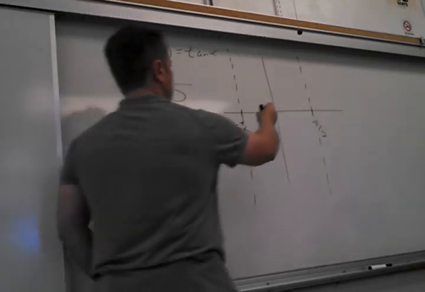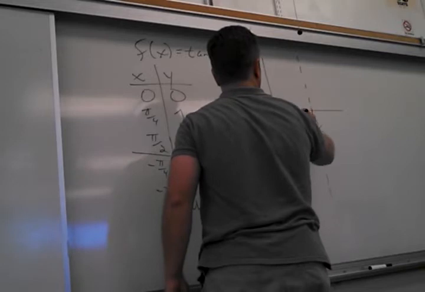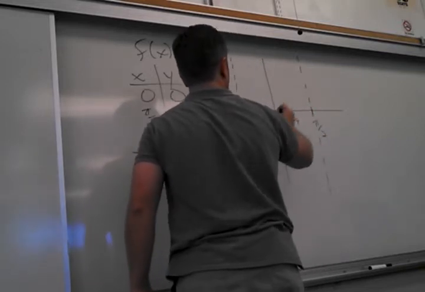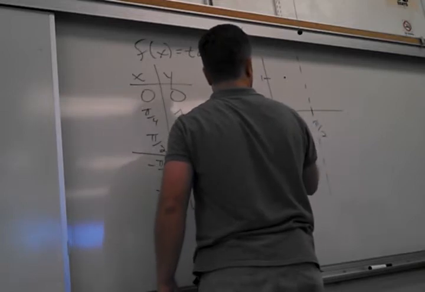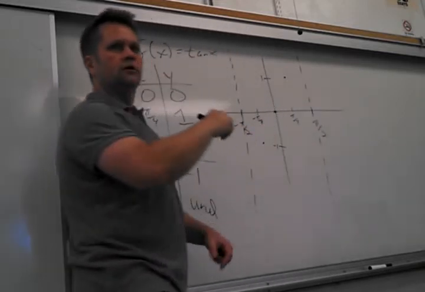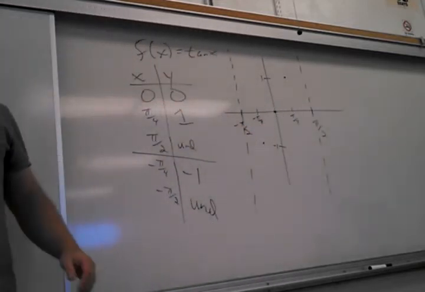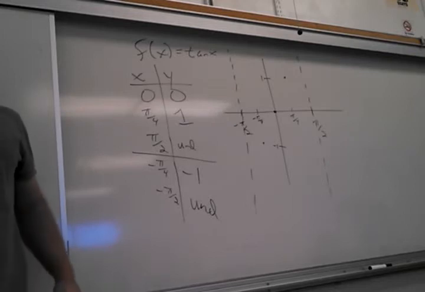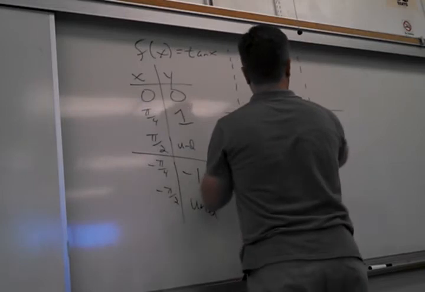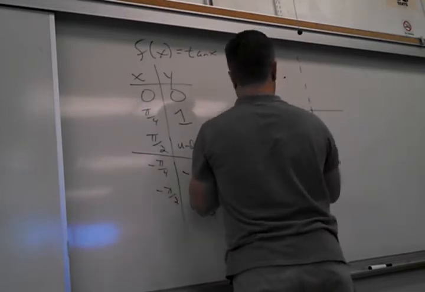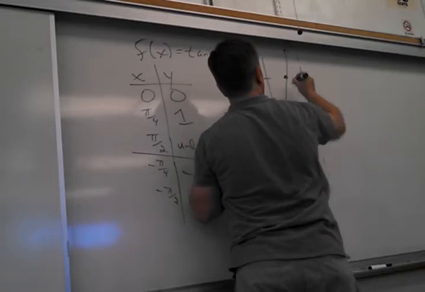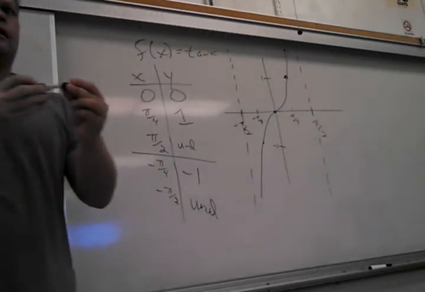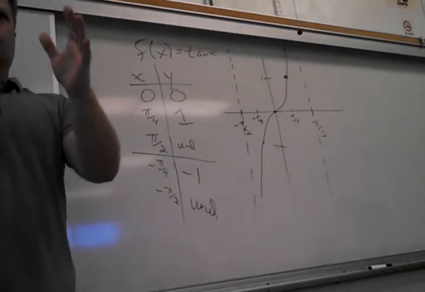At 0, it's 0. At pi over 4 and negative pi over 4, it's 1 and negative 1 respectively. And what's it got to do with these asymptotes? It's going to run up against them, right? So it almost looks cubish. Yeah, it looks really close to cubish. So it comes in, make that big. And I want you to really realize this.